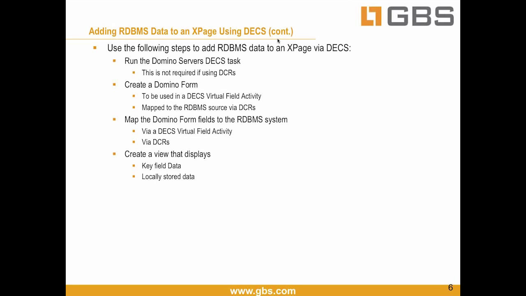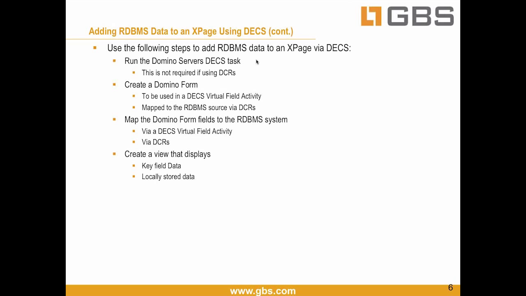So in order to implement this, we're just walking through the kitchen sink instructions here. In order to connect a relational database to an XPage via DECS or DCRs, you set up the DECS task and you run that. If you're using the data connection records, then that's not even required because you can have a direct connection from the database. You simply create a Domino form, and it's going to be working with the DECS virtual field activity or mapped via the DCRs. In these instructions, you can swap out LEI if you actually are using LEI.